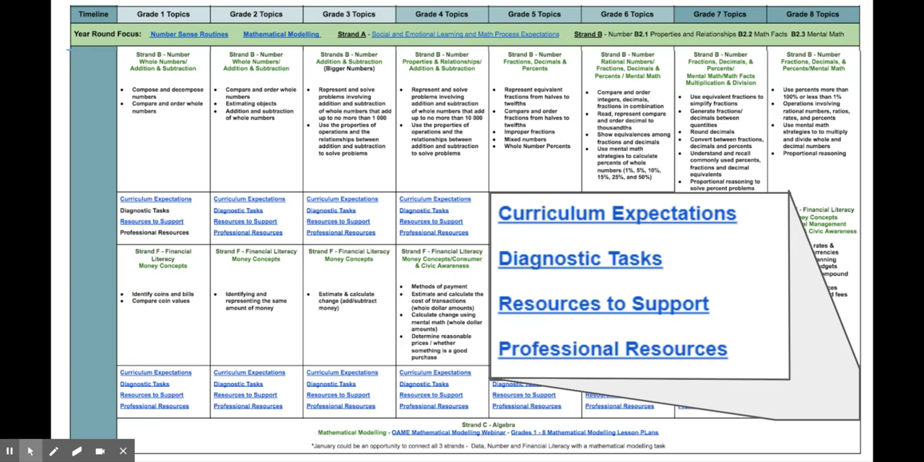Just a reminder also that on the scope and sequence, you will find many additional resources, and many of them are used and discussed in this video. You'll find diagnostic tasks that will allow you to observe students' understanding before beginning your lessons, and resources to support your planning and instruction.